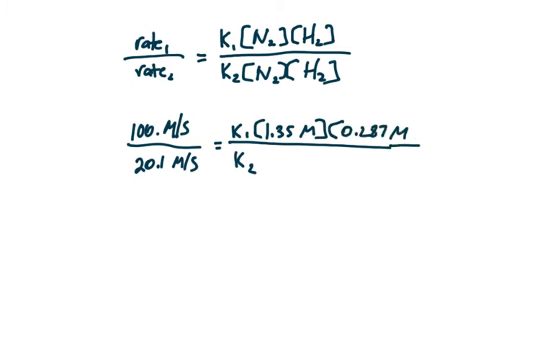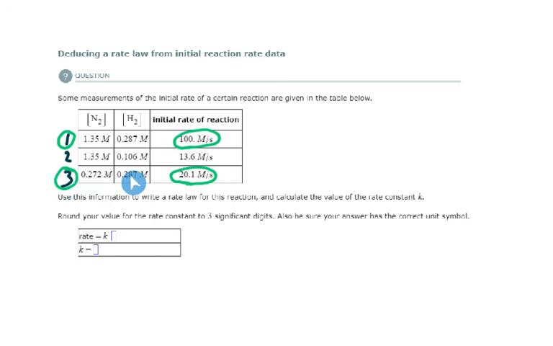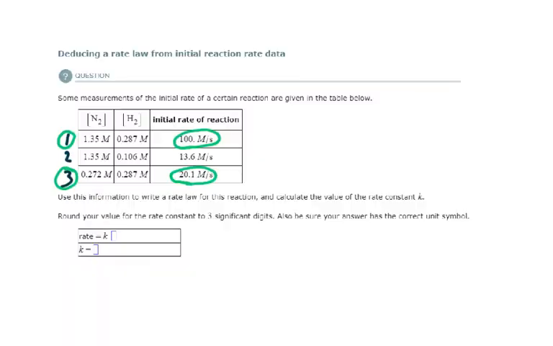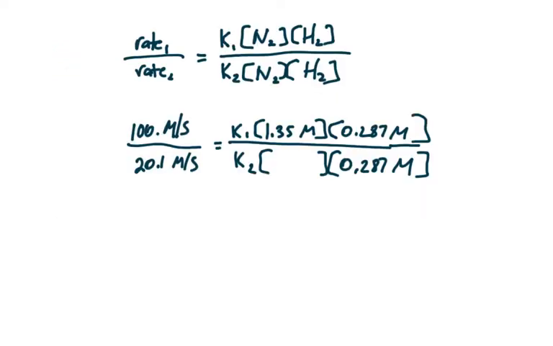0.287 molar. Okay? It's the same for trial 3. It didn't change, 0.287. So I put that here. And in trial 3, the concentration of N2 was 0.272 molar.